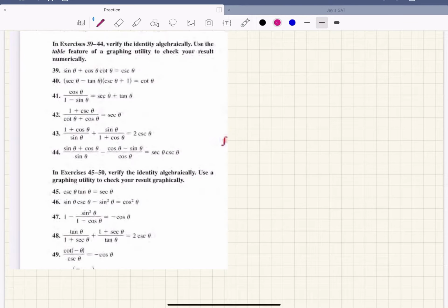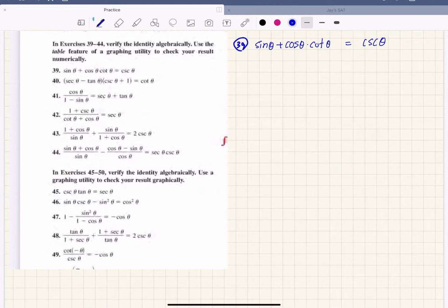Okay, let's try some verifying questions. Number 39: sine theta plus cosine theta times cotangent theta is equal to cosecant theta.